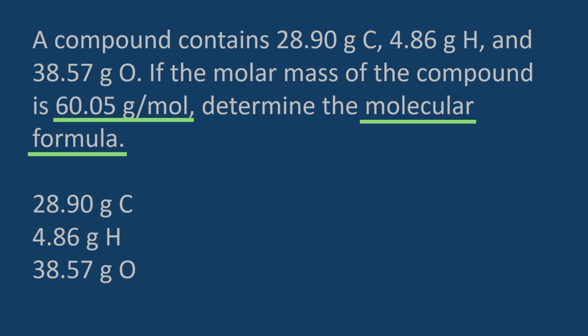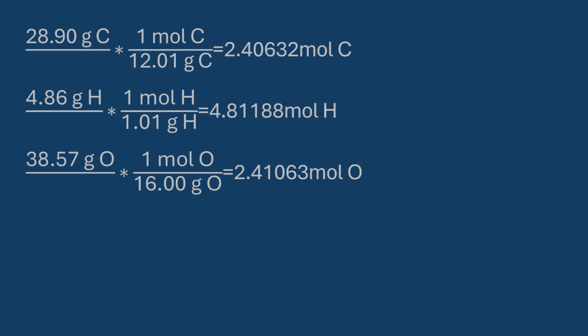Notice that the setup here will be slightly different than the setup of the empirical formula problems that we have already completed because we are given values in terms of grams and not in terms of percentages. This isn't a big deal, and if anything, it's slightly easier as we don't have to make the assumption about the size of the sample. We can just move straight from these gram values to our moles values. Here I have completed the conversion from grams to moles for all three elements in our compound.